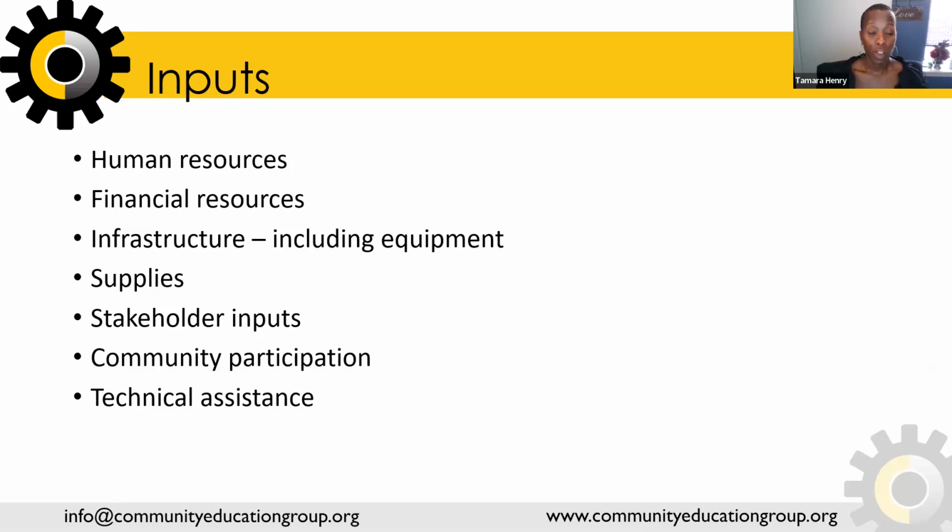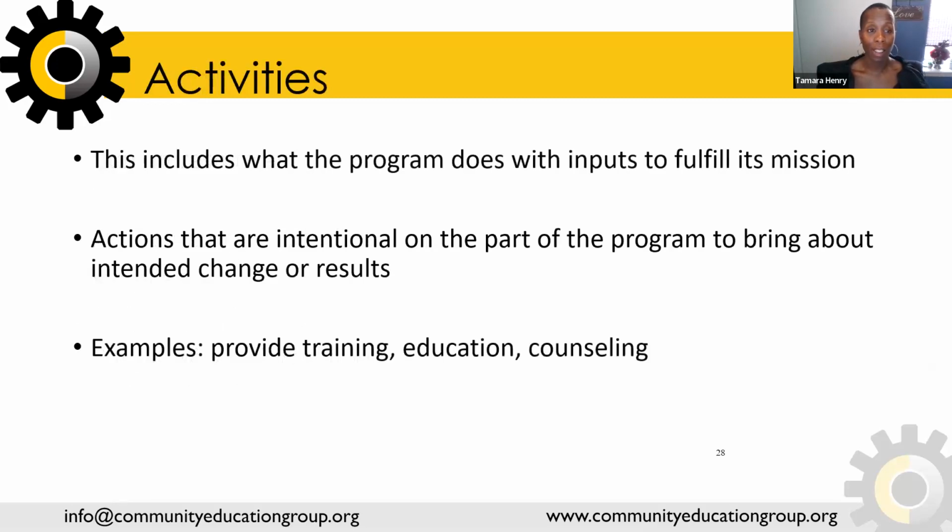So as I mentioned to you, your inputs refer to your human capabilities, your human capacity, your financial resources, the infrastructure, including the equipment. Do you have a fax machine? Do you have a computer? Do you have a printer? Do you have all your supplies? Do you have community service organizations' buy-in? Do you have folks who want to be a part of this program, as well as people to provide technical assistance?